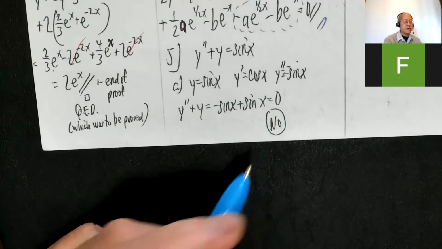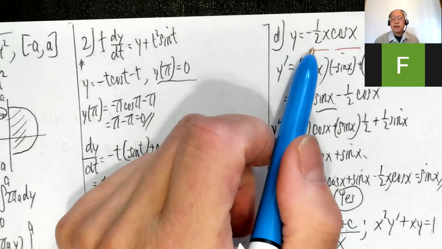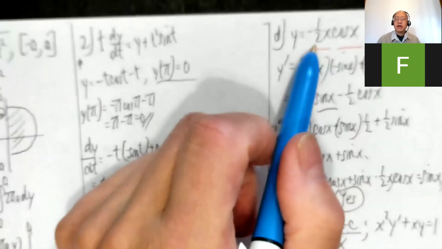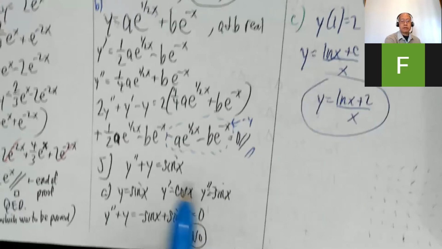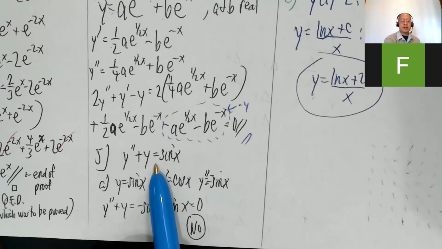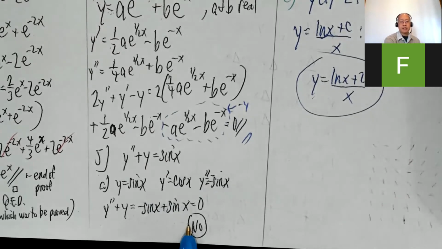All right, then I was going to show you D, negative 1/2 x cosine x. It looks really, really weird. It seems not to have any relation to the original. And just because I said that, and I've already shown you a no case, that should be enough to kind of tell you that it probably means it's a yes, right?